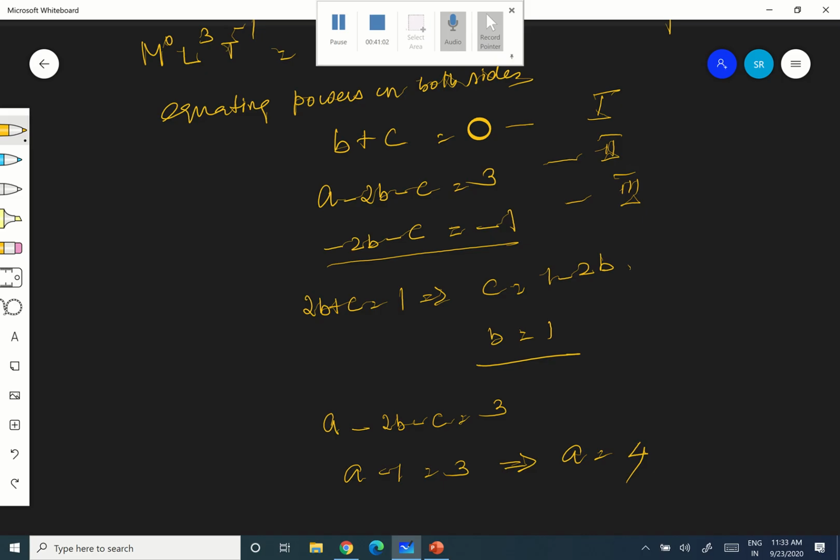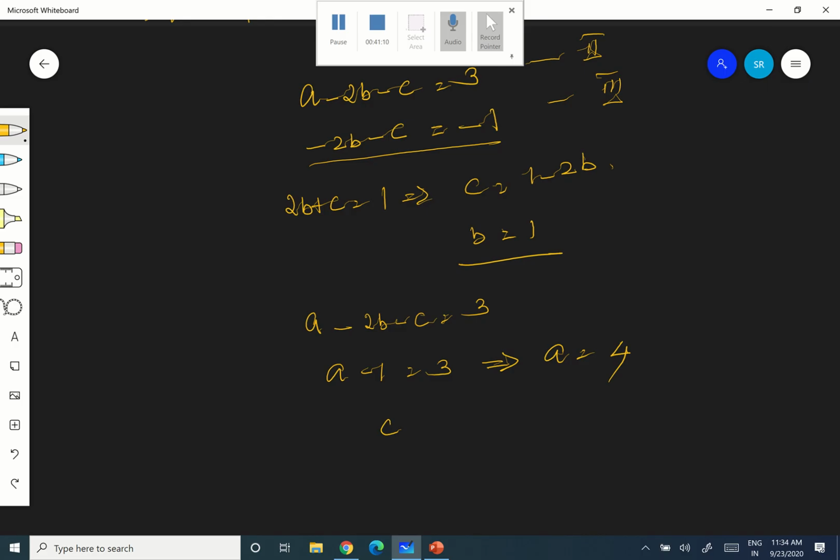Therefore, now next one, you know that C is equal to 1 minus 2B. Therefore, this is easy. C is equal to 1 minus 2, that is equal to minus 1. Substitute. Therefore the value of C is equal to minus 1. Is it clear? I am just solving; there is no need for me to solve hereafter.